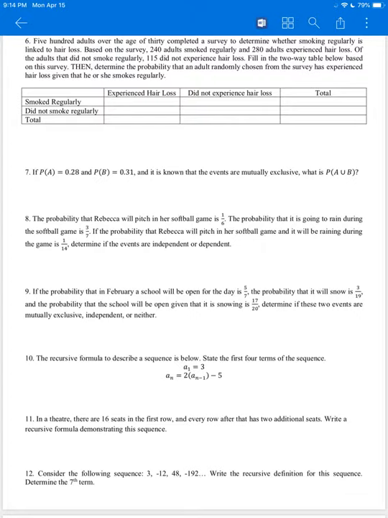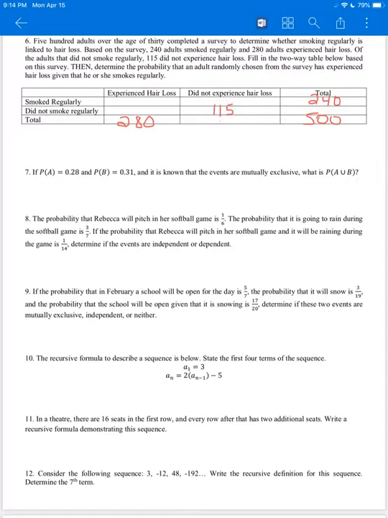Number 6 is a little bit easier because it doesn't give you the percentages, it just gives you the numbers that you're looking for. So 500 adults, so the total, 500. Based on this survey, 240 adults smoked regularly, so this is 240. And 280 adults experienced hair loss, so experienced hair loss, the total is 280. Of the adults that did not smoke regularly, 115 did not experience hair loss, so this is going to be 115.